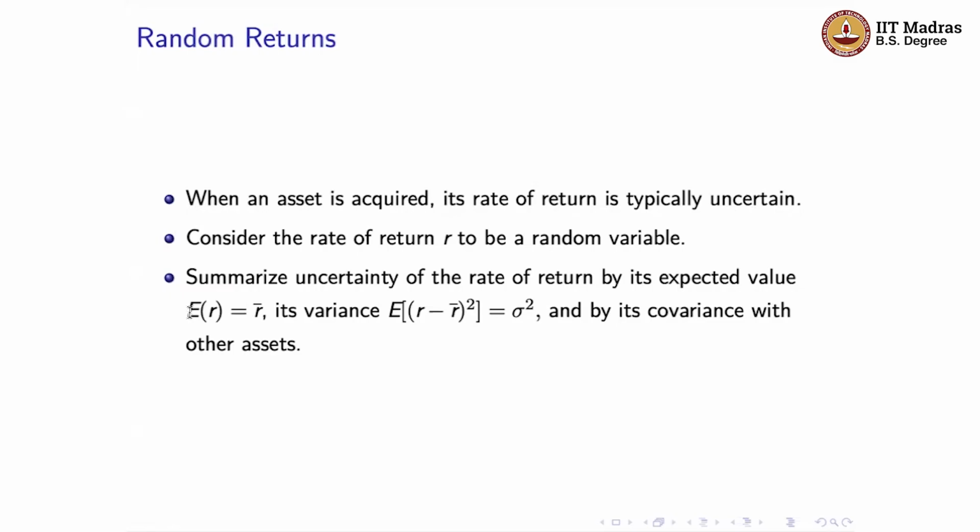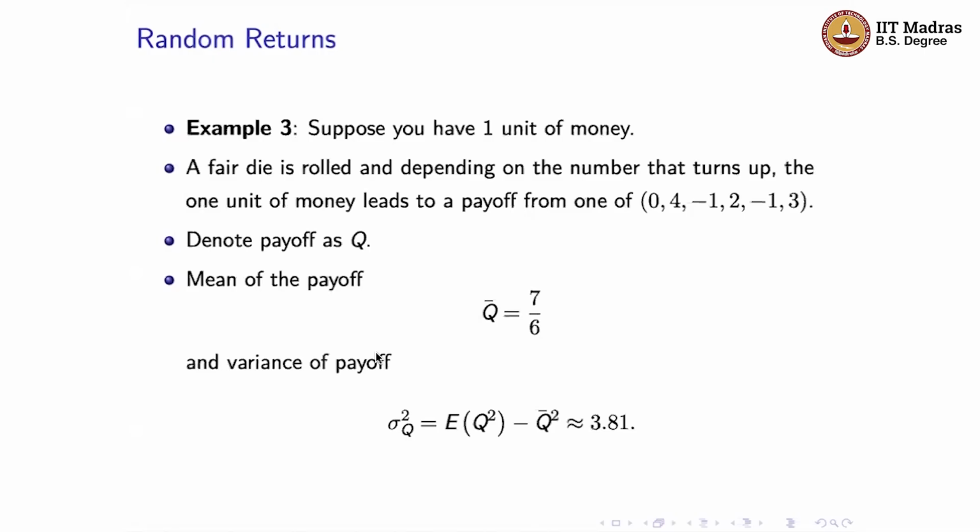That is going to be denoted by expectation of R or R bar. Then you have the variance of the rate of return, which we are going to call sigma squared, which is equal to expectation of (R minus R bar) squared. And finally, we would also often need the covariance of the rate of return of a particular asset with the rate of return of the other assets, right? So all of these things will come up as we'll see. So let's consider some examples just to fix some ideas.